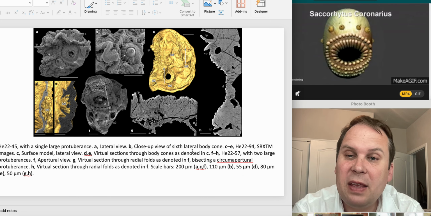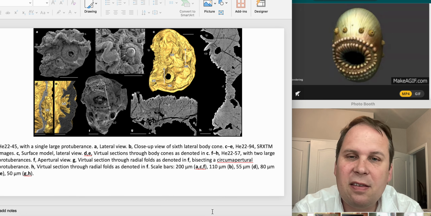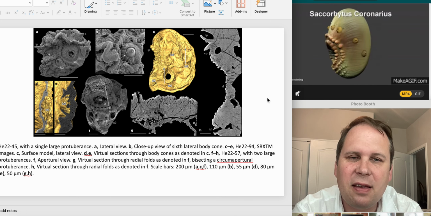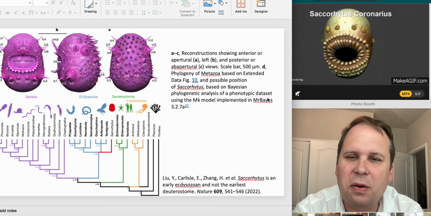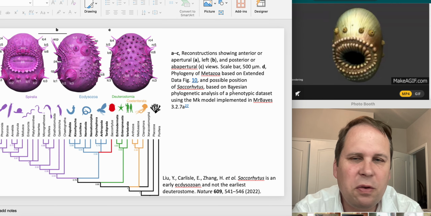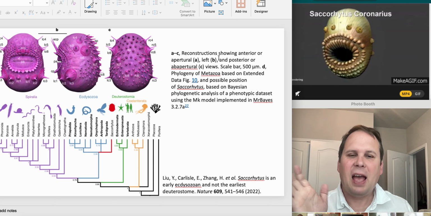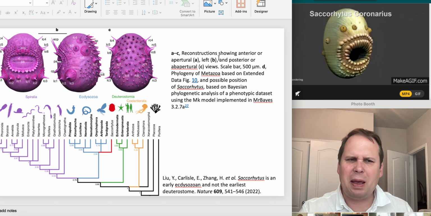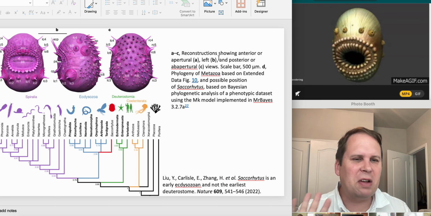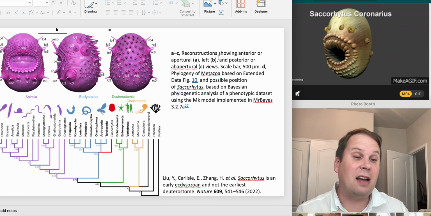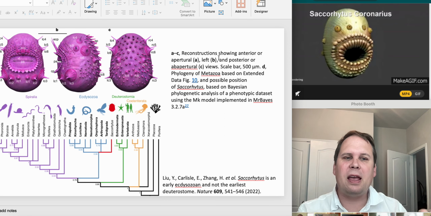So the new interpretation is that this is probably not at all a chordate or on the way to being a chordate or a deuterostome of any kind. It's probably an ecdysozoan, a stem group ecdysozoan. Although, as the authors of the new paper and the old paper, to be fair, pointed out, it's really hard to put something as strange and tiny as this onto a tree.